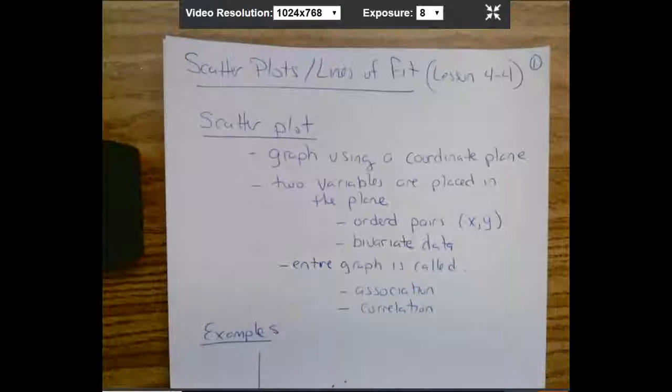Alright, this is our next notes for Algebra 1. This could be lesson, as you see here, 4.4. And this is going to be on scatter plots and lines of fit, or lines of best fit. So first we have to come up with some explanations here.